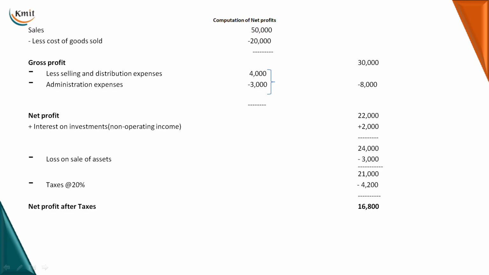So this is the statement showing the adjustment of all the relevant items to the sales, so that we arrive at the net profit after taxes. We'll begin with the first one. Sales figure is 50,000, less the cost of the goods sold, which is already given in the data. The same is deducted from the sales. So the resulting value, that is 30,000, will be your gross profit.